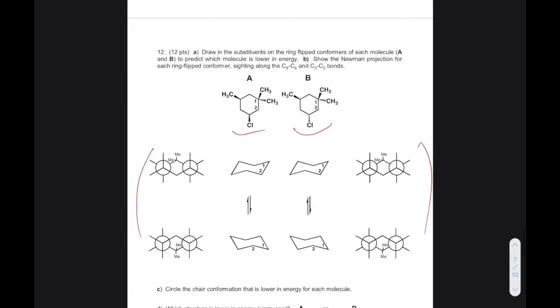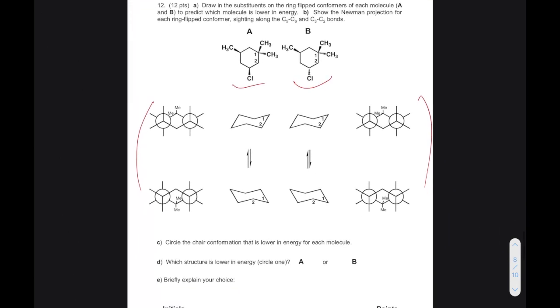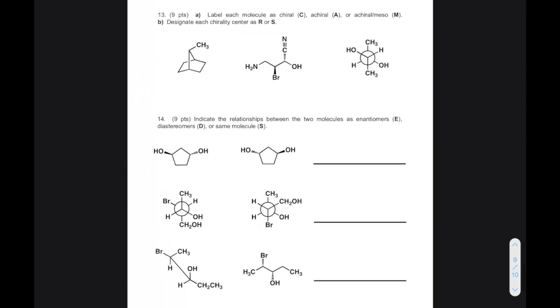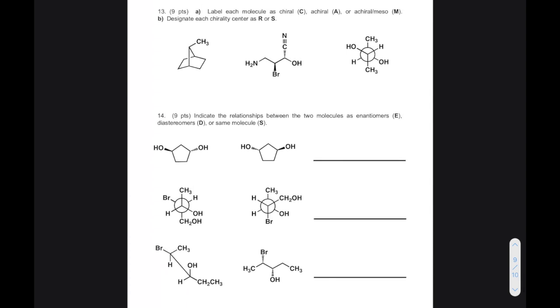Part C asks you to draw the chair conformation that is lower in energy for each molecule. Part D, which of the structures is lower in energy, A or B? And E asks you to explain your choice. All right, question 13. Part A asks you to label each molecule as chiral, achiral, or meso, and Part B asks you to designate each chirality center as R or S.